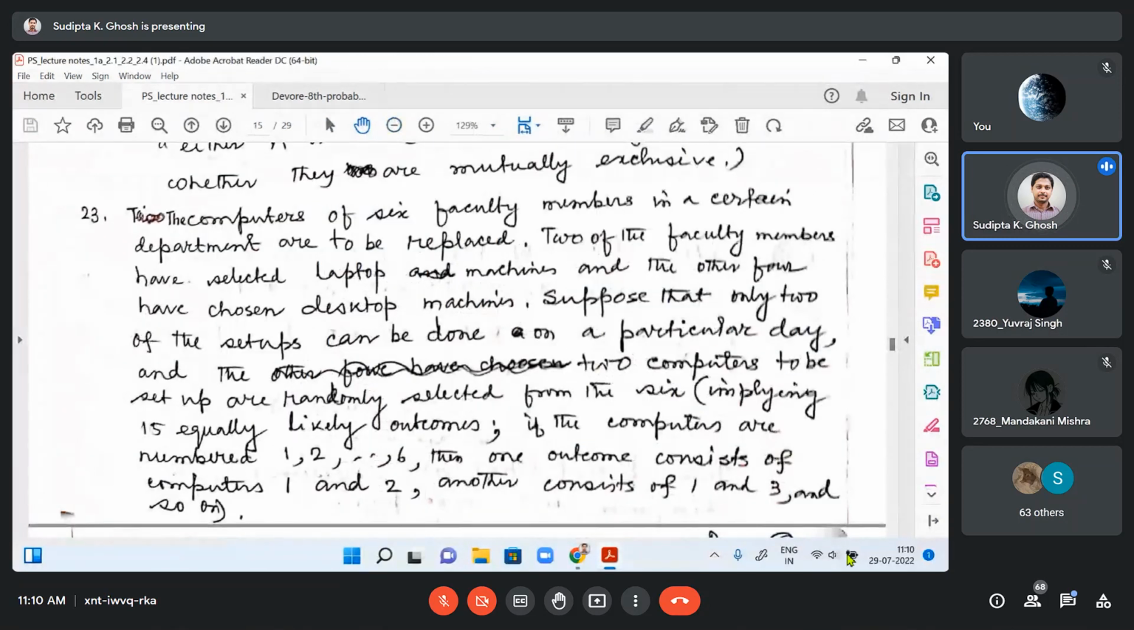The computers of 6 faculty members in a certain department are to be replaced. Two of the faculty members have selected the laptop machine and the other 4 have chosen the desktop machine. Suppose that only 2 of the setups can be done on a particular day.